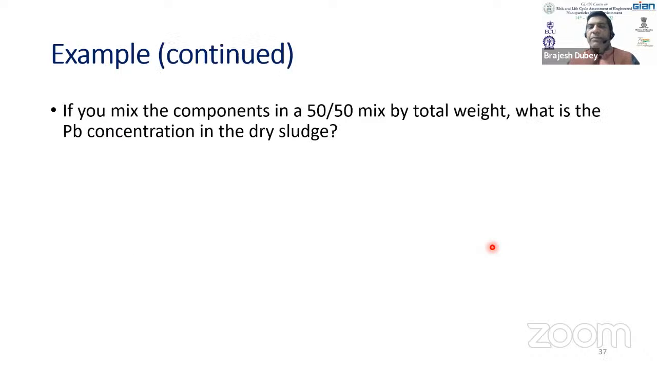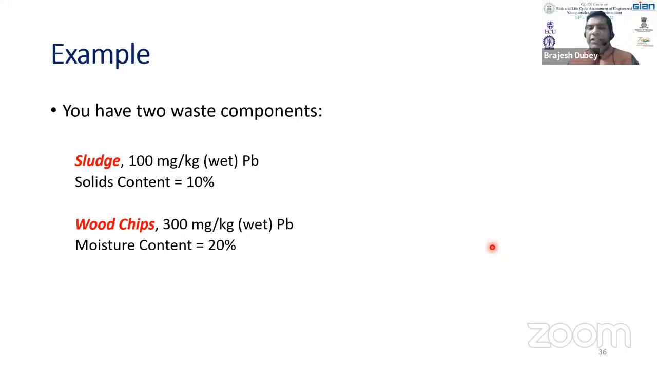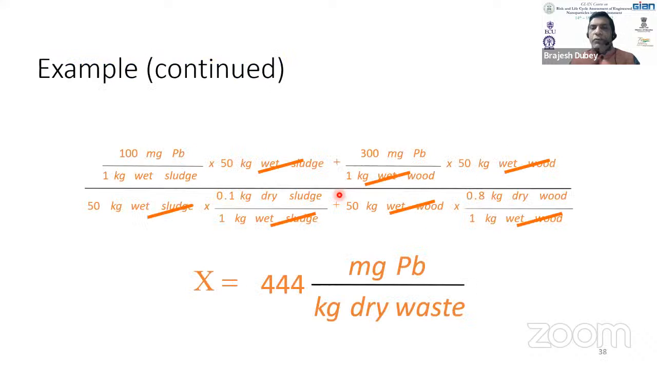So if you mix it 50-50, what will be in the dry sludge? These are all based on the wet weight, so we have to convert that into dry. What we'll do first is find out the total amount of lead present. So we'll do a mass balance, total amount of lead. Whether it's wet or dry, the mass of lead will stay as it is. Lead will not get volatilized or vaporized. So what we are doing on the top here is getting the total amount of lead present, lead coming from the sludge and lead coming from the wood.